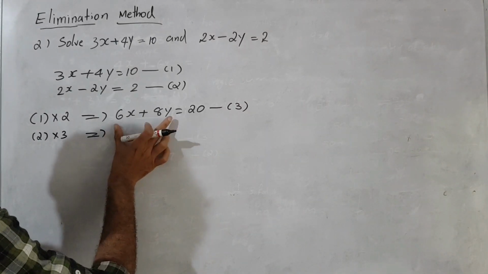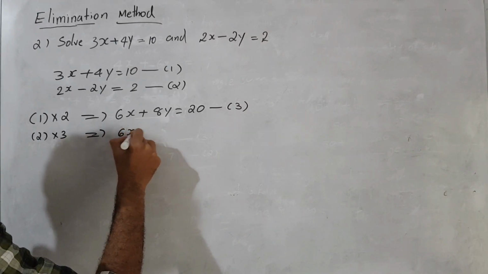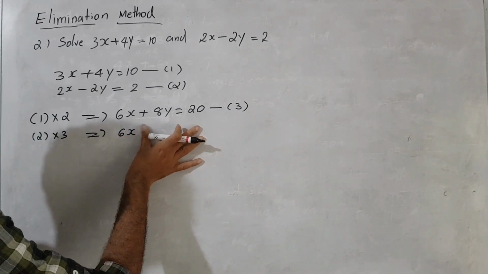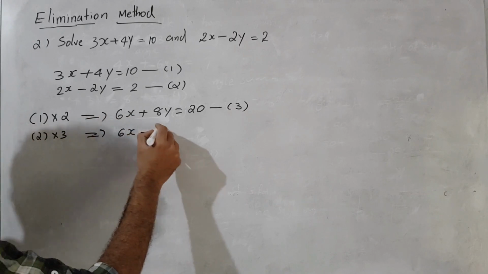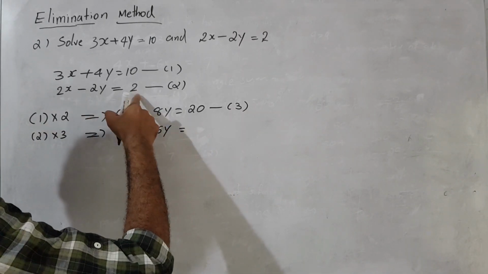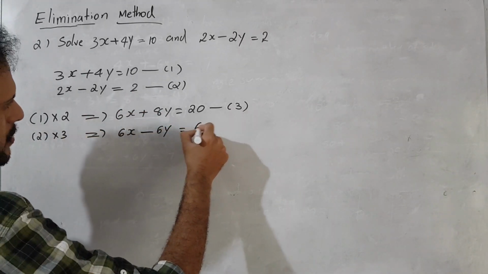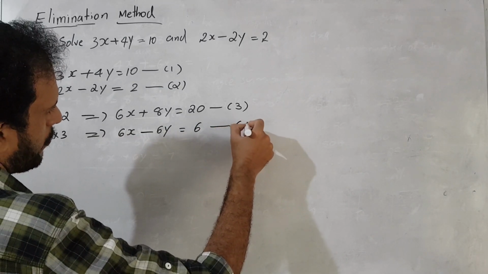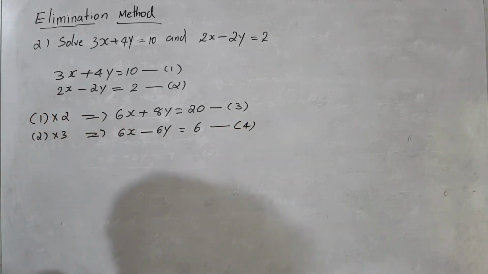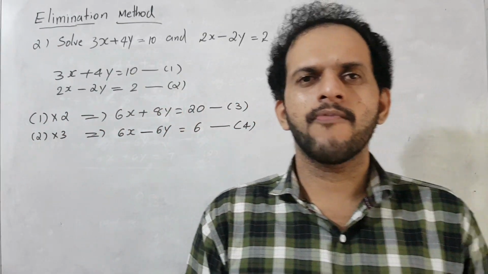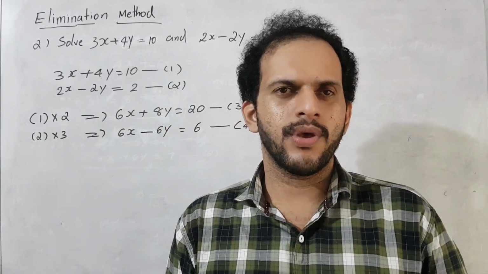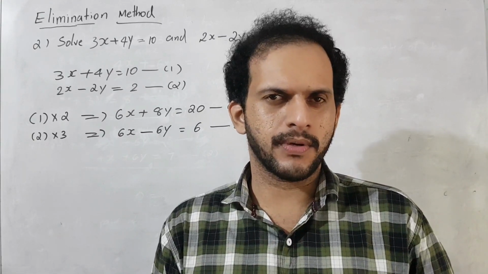2x into 3 is equal to 6x, minus 2y into 3, that is 6y, is equal to 2 into 3, that is 6, equation 4. Correct? So, what is the next? Then after, whose coefficient we equalize, we check the sign of that coefficient.